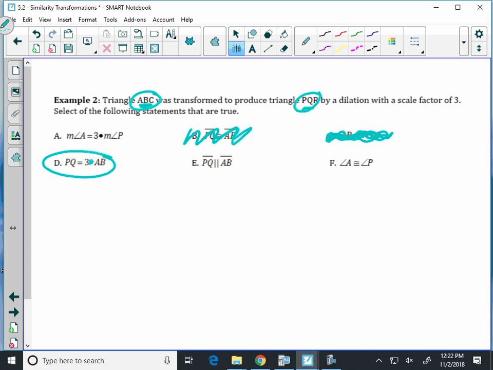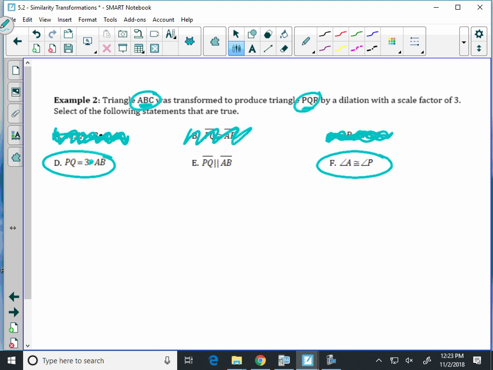Think about the angles though. What do we know about the angles of similar figures? Because we know we did a dilation, therefore the pre-image and image are similar. What do we know about their angles? Do the angles change at all? No, the angles stay the same. Whatever the measure of angle A was, that's the measure of angle P. The angles do not change with similar figures. Now knowing that, which answer can we circle? We can circle F. Which means we can cross out which one? A. The angles don't change. We don't multiply the angle by 3.